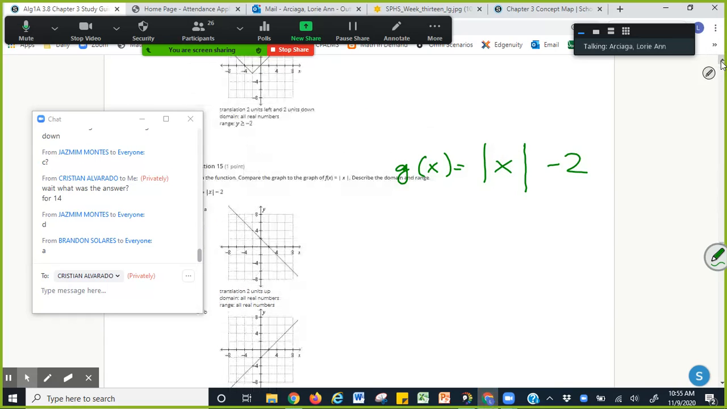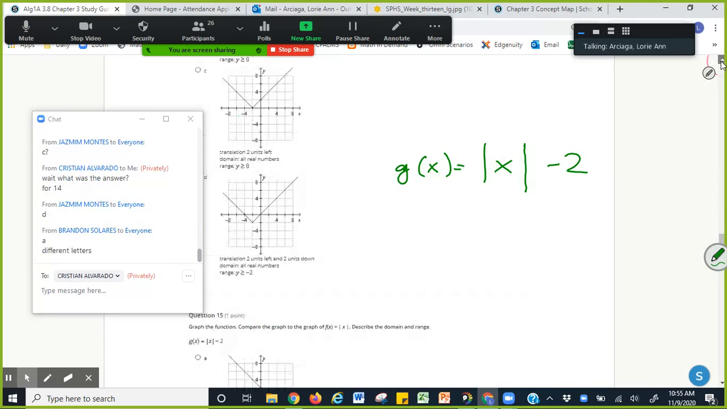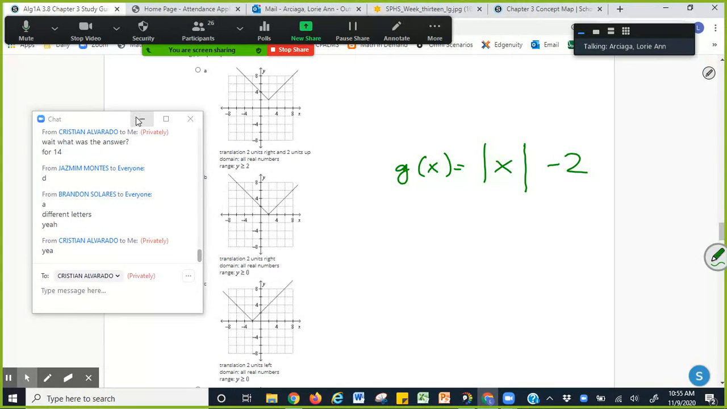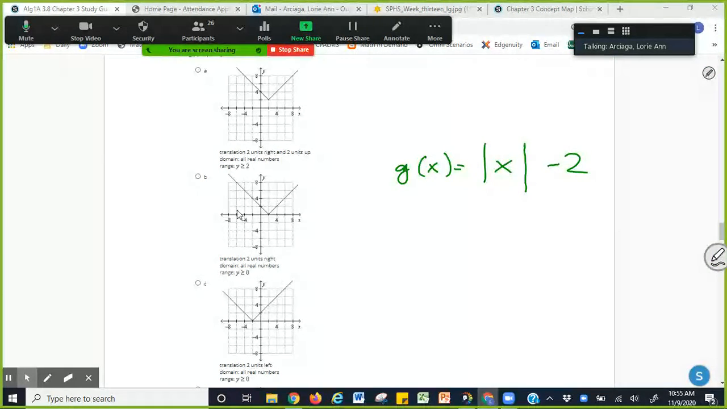Are the choices randomized? Oh, I'm so sorry. Okay, my bad, I forgot. This one is the right answer, so you've got to find it, whatever this one is. Because remember, the vertex is (2, 0). So whatever that is, find it.